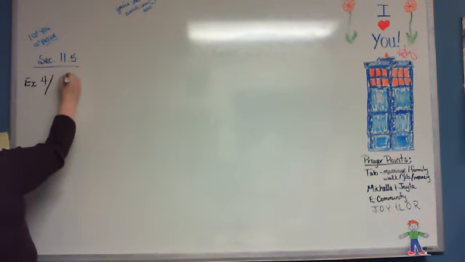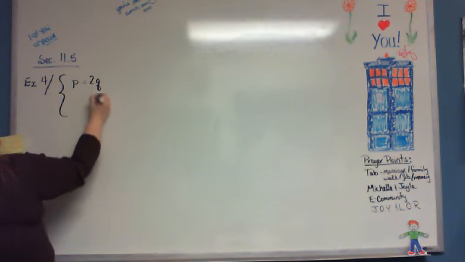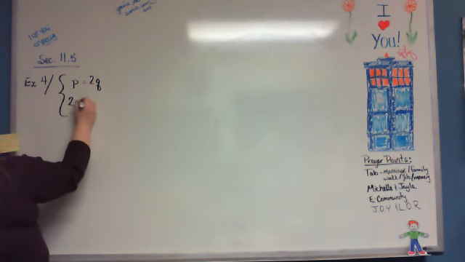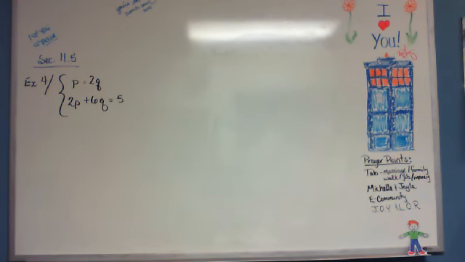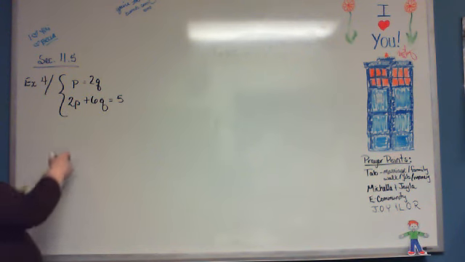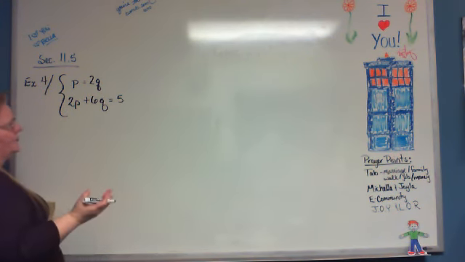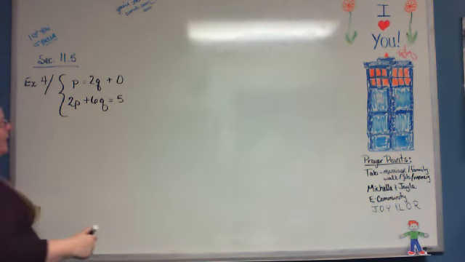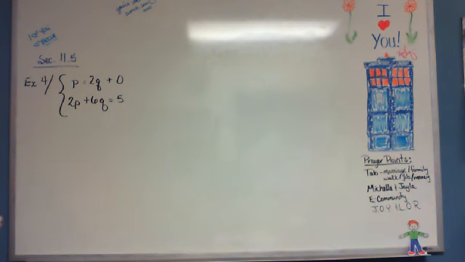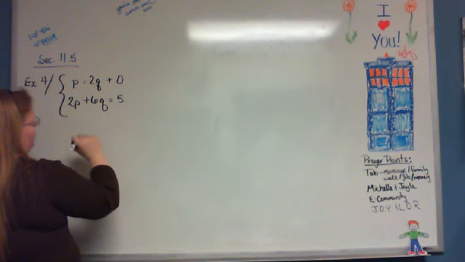Example 4: P equals 2Q, and 2P plus 6Q is equal to 5. We're supposed to have P's on top of P's, which we have, Q's on top of Q's, which we have, numbers on top of numbers. I suppose there could be a plus 0 there. But we also have to have equal signs on top of equal signs, and we don't have that right now.